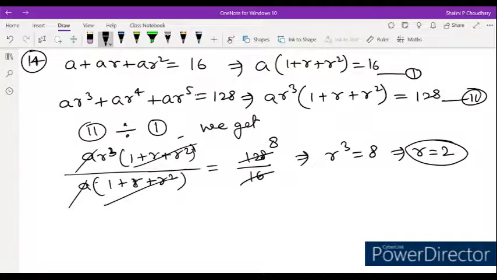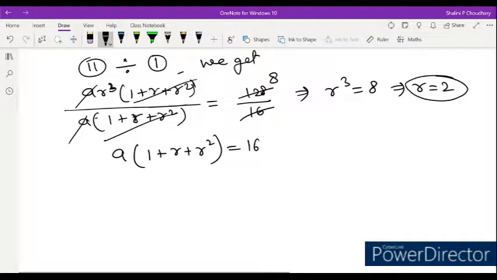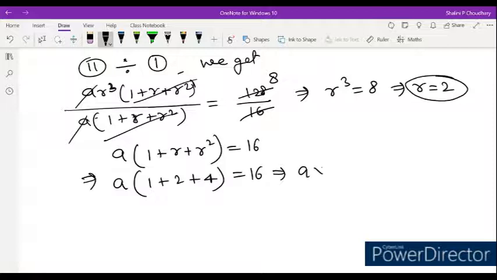Now putting the value of r in equation 1, we get a into 1 plus r square is equal to 16. Putting r equal to 2, we get a into 1 plus 2 square, that is 4, is equal to 16. It means a into 1 plus 4, which is 5, is equal to 16. So the value of a will be equal to 16 upon 5.